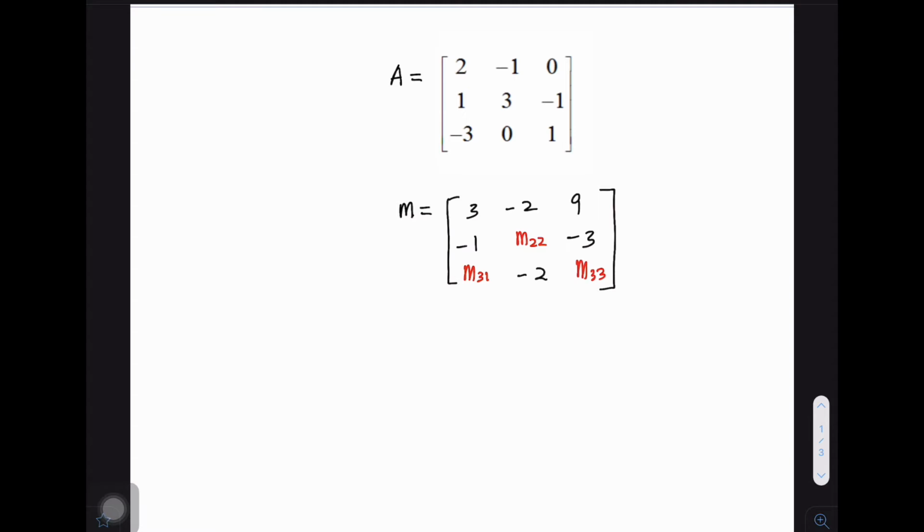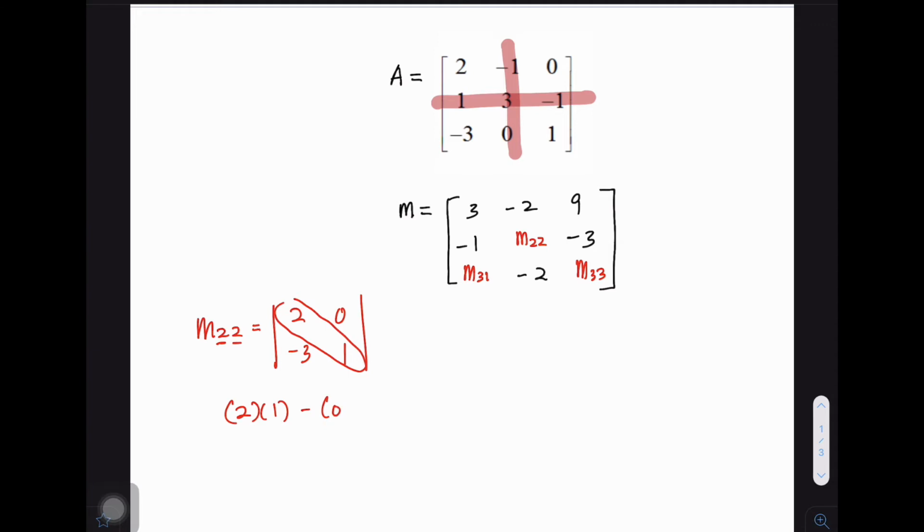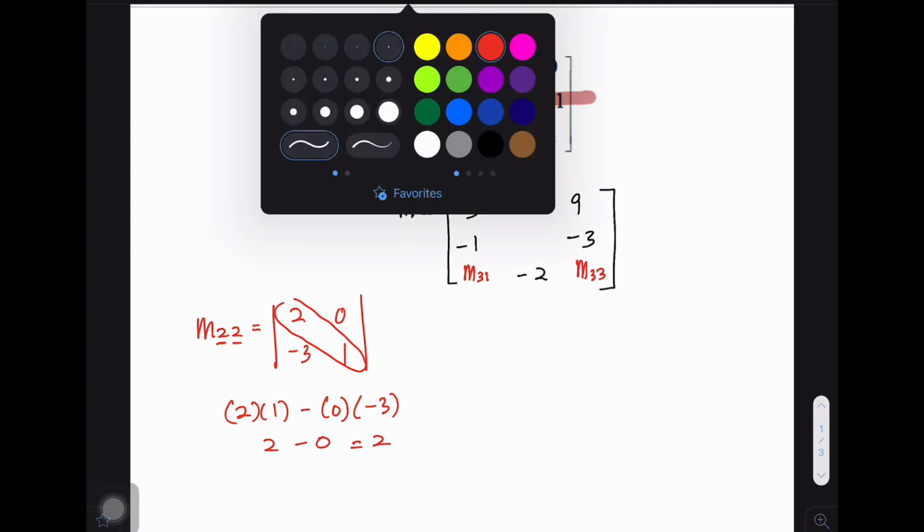Okay, so now, before we move to cofactor matrix, let's find the missing elements. So you need to find the minor 2, 2, the element of minor matrix at 2, 2. So what is the meaning of M22? You need to delete row number 2, column number 2. So let's delete row number 2 here, column number 2 here. Therefore, to find M22, we need to find the determinant of 2, negative 3, 0 and 1. So 2 times 1 minus 0 times negative 3. So it will be 2 minus 0, equal to 2. Therefore, M22 here is equal to 2.